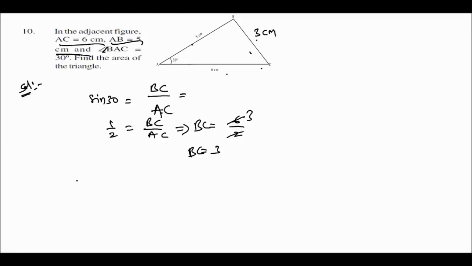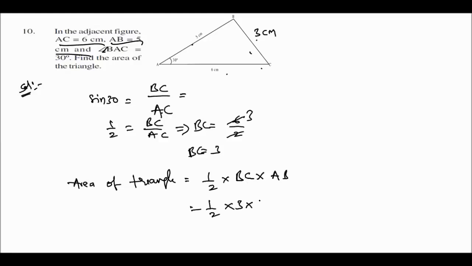And the area of the triangle is equal to half into BC into AB. So half into BC means 3, into AB means 5. So 15 by 2, which is 7.5 centimeters square. So this is the answer.